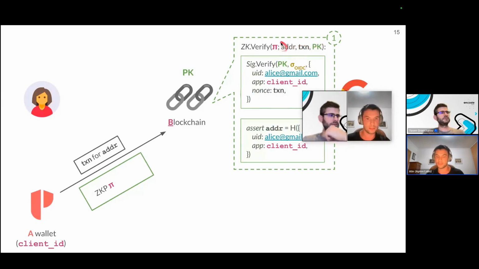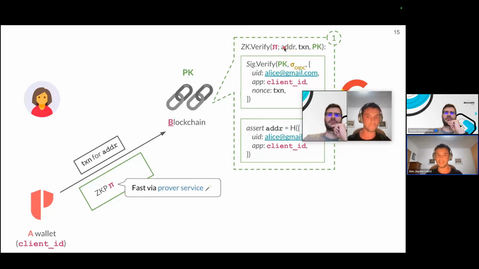And what the zero knowledge proof argues is that there exists a signature that verifies over some email address and some client ID over this public transaction. And this email address and client ID are what's used to derive the address in the public input. So that's what the zero knowledge proves. It says, hey, I know a Google signature, which is over the same email address and client ID as in your blockchain address, and it verifies.